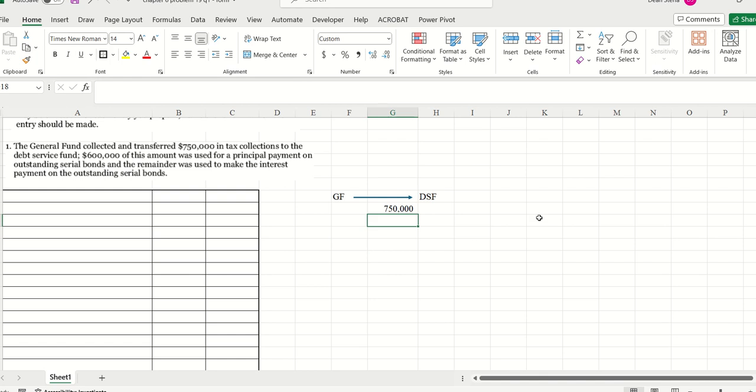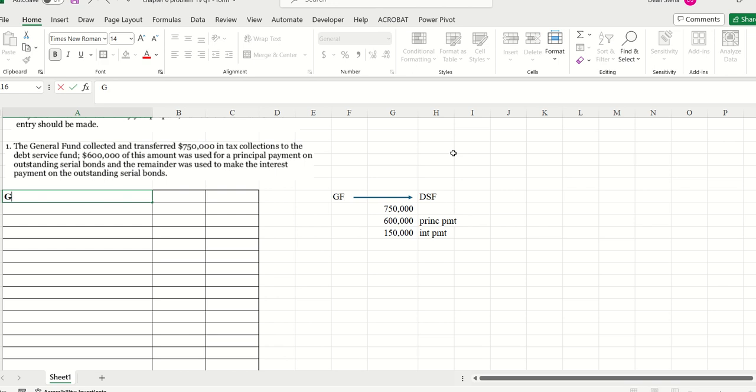$600,000 of this amount was used to pay the principal. So that's our principal payment. And the remainder was used to make the interest payment. So 750 minus 600 gives us 150. So that is the interest payment.